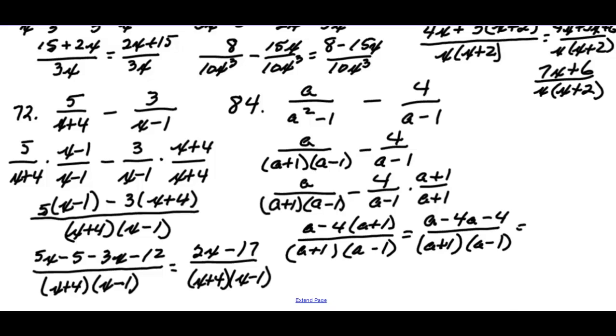When we combine like terms, what we get now is minus 3a minus 4 over a plus 1 times a minus 1. And unfortunately, we're not able to factor that numerator, so we can't reduce that down anymore. We have just one more problem we want to take a look at, and that's on the next page, problem number 102, because it involves both addition and subtraction.